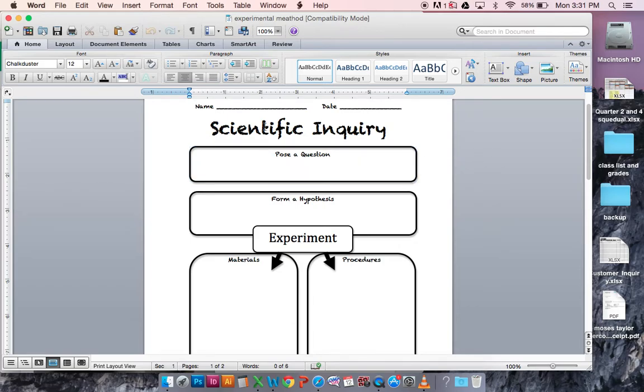The first thing you need to do in scientific inquiry is pose a question. You must have a question. And I gave you several topics that you can use. You can also come up with your own topic as long as you tell me about it and get it approved first. Remember, we're not getting into people's super personal information. We're not asking them real personal questions, things like that.